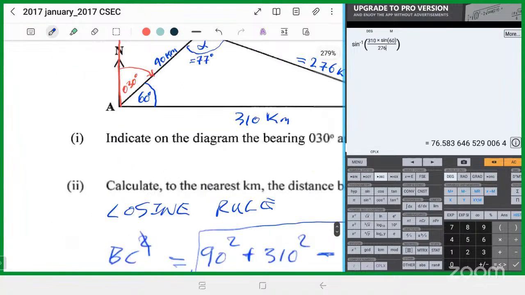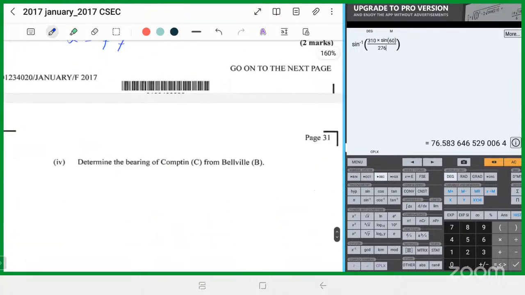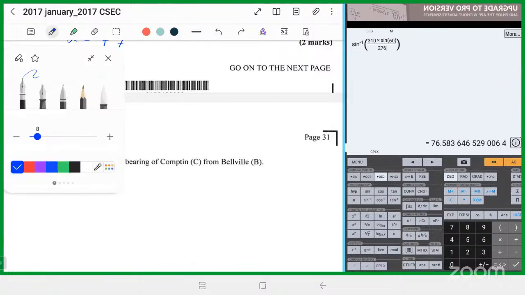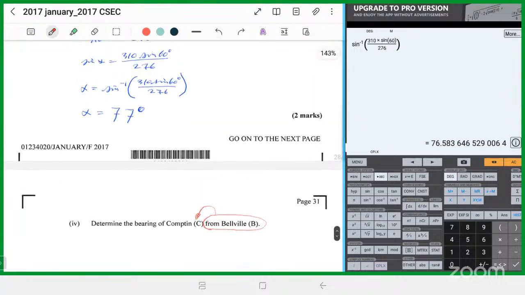What do they want now? They now want us to tell them the bearing of C from B. Always note the "from" position. So you want the bearing from B to C. Draw this on the diagram and see how you're going to work it out. From B to C, so the bearing is measured at B.